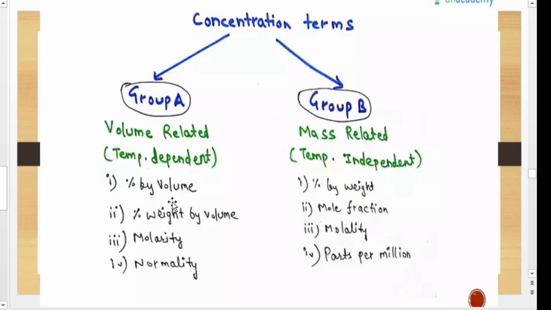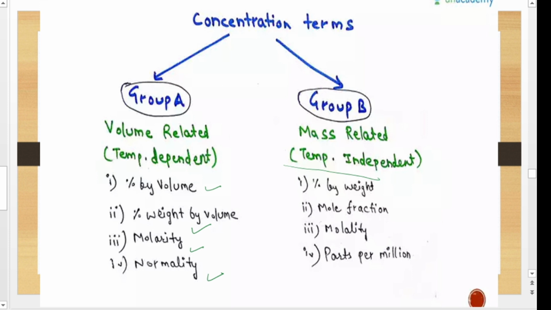After studying these terms, there is one more concentration term which is more frequently used, called normality, which we'll be studying in some other part. Otherwise, we can classify these concentration terms into two categories. One category contains a volume term, for example, percentage by volume, weight by volume, molarity, and normality. And the other category is where there is no volume term. So what does this mean?